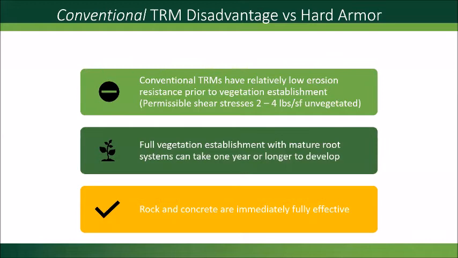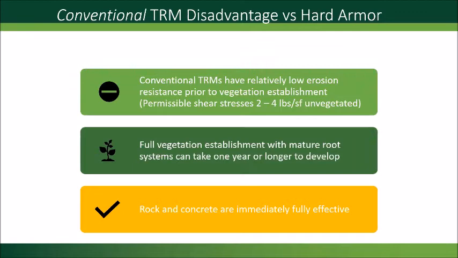So one of the issues with the conventional TRM type products was that they just don't have a real high level of erosion resistance until they become well vegetated. And most of the conventional TRMs on the market have a permissible shear stress rating without vegetation anywhere from 2 to 4 pounds per square foot. Now, once those products become well vegetated, that number jumps up to 12 pounds and some manufacturers even go up to 14 and 16 pounds.